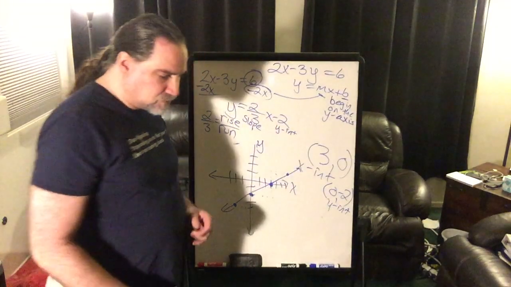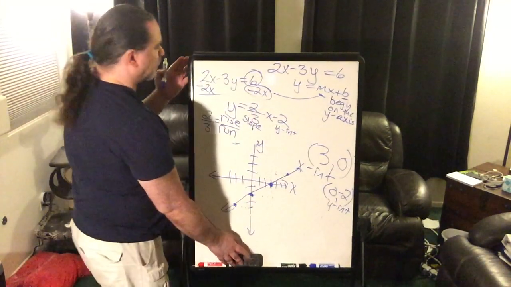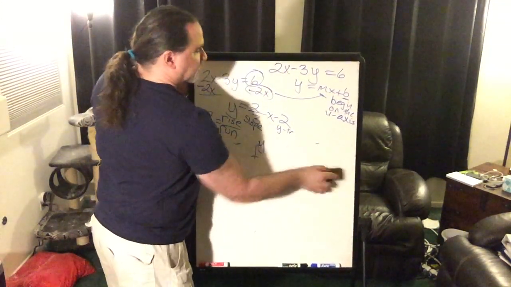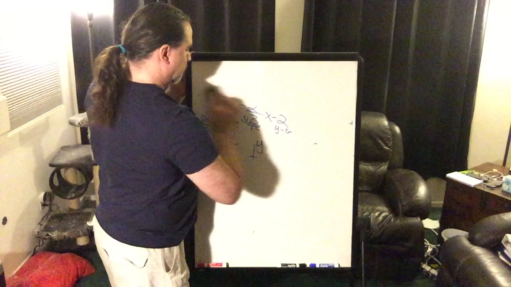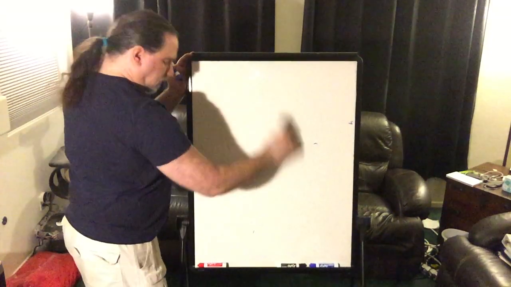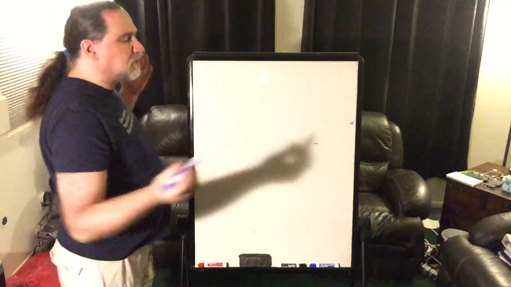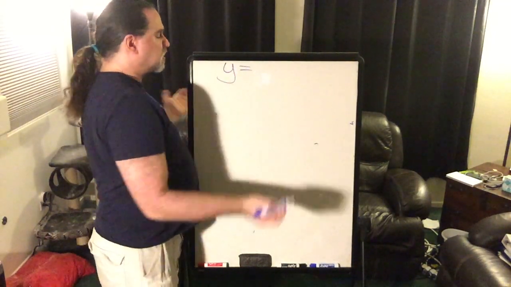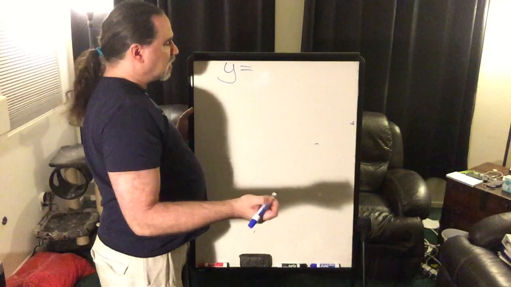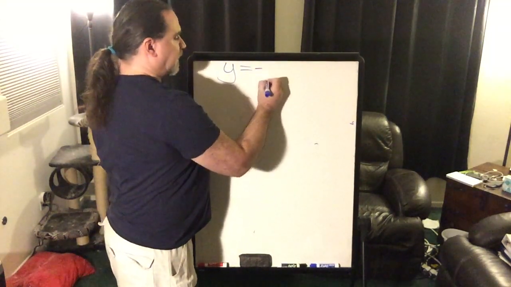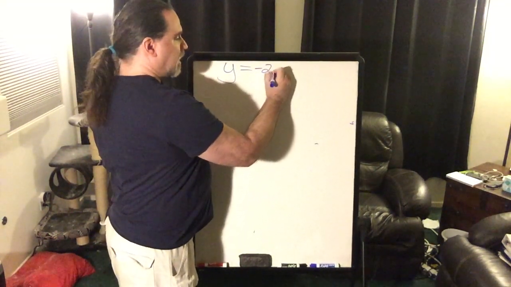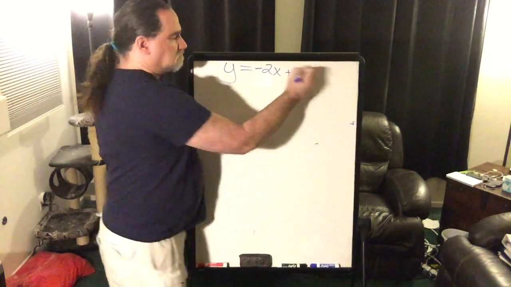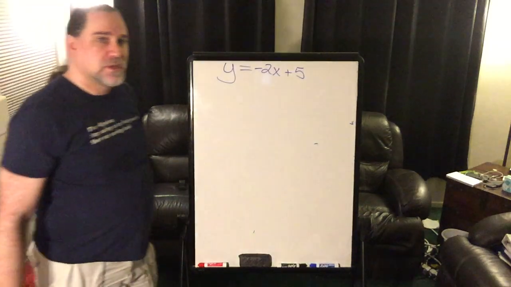Okay, let me do one more example here. Erase all of this. And I'm just going to make up an equation right off the top of my head. I'm going to put it in slope-intercept form. I'll make my life easy. So y equals, let's just say, negative 2x plus 5. Yeah, seems reasonable.